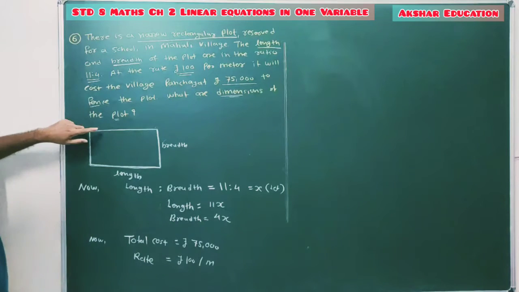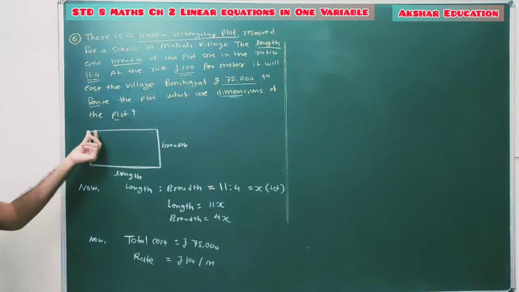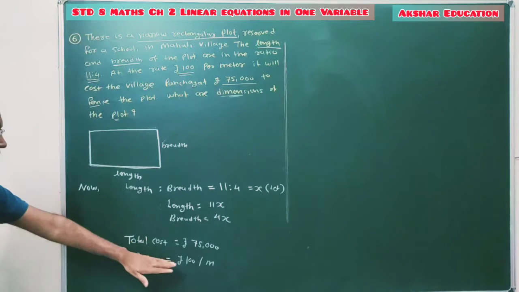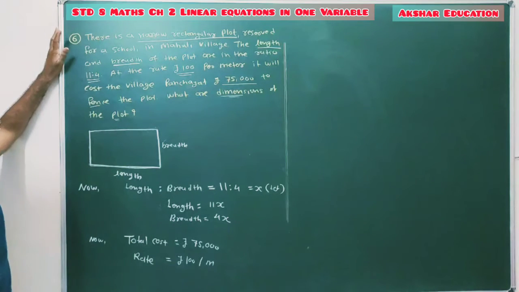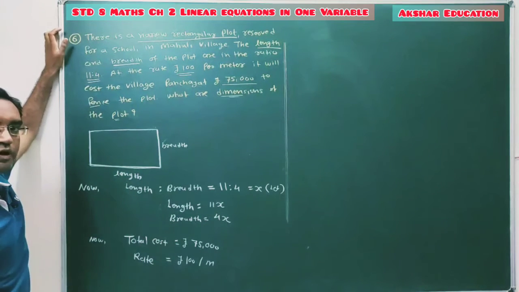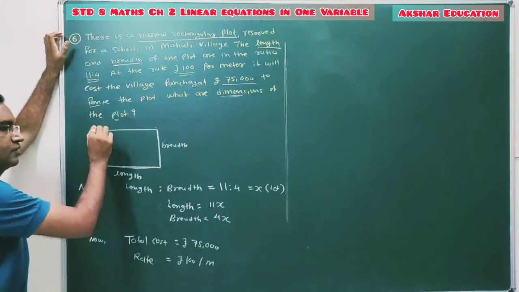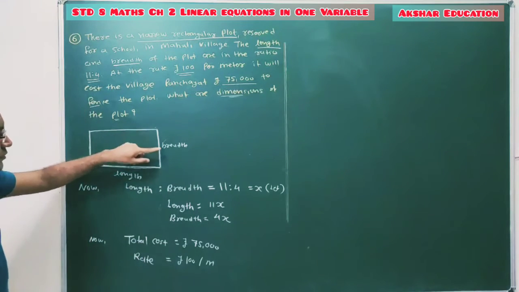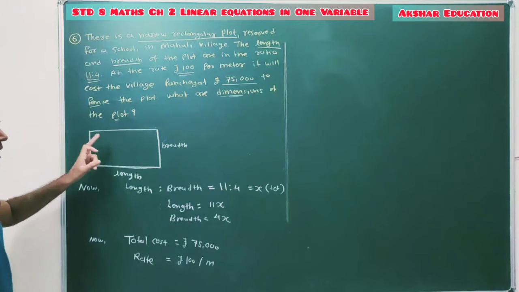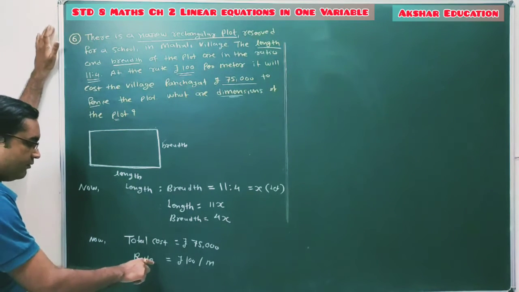Suppose you have to do fencing on the boundary of this plot, then suppose its length is 1 meter, for that you have to pay 100 rupees. The village panchayat has already paid 75,000 rupees for the entire fencing. So from this data we can determine the length of this fence, and the length of this fence is nothing but the perimeter of this rectangle. Clear? So we have to derive the perimeter from this given data.